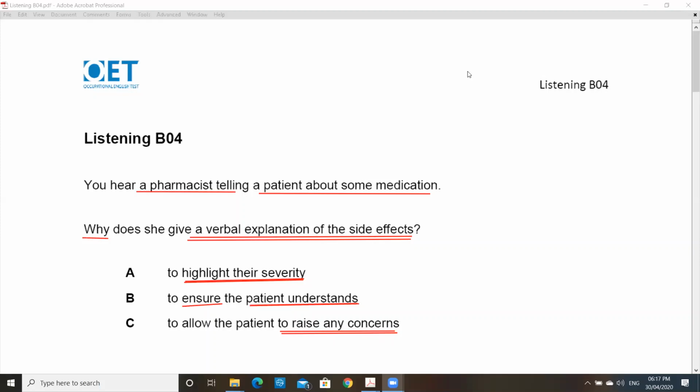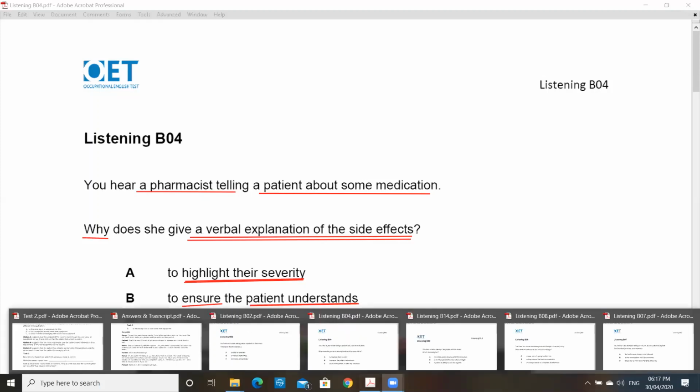So it's great to see that nobody has gone with A. That's great because, yes, she did talk about side effects, but that was not the main purpose of the entire conversation. So C is the correct answer here: to allow the patient to raise any concerns. I would just show this to you in the transcript as well.